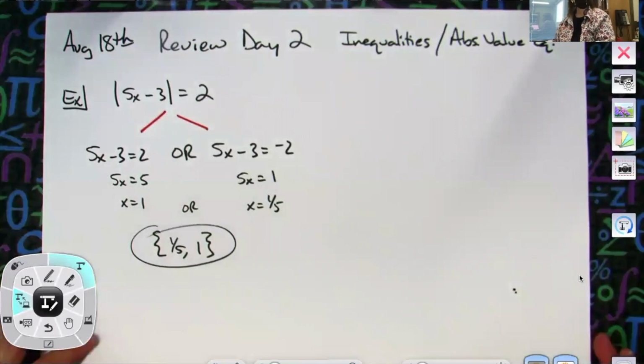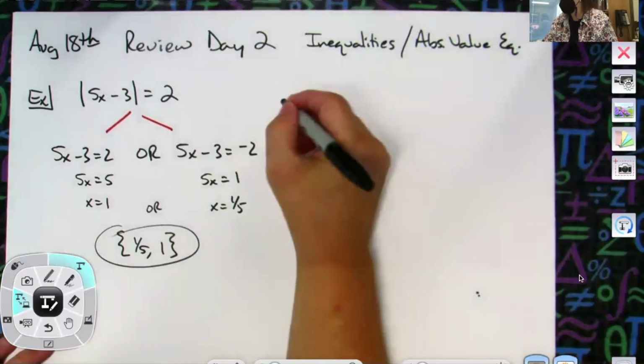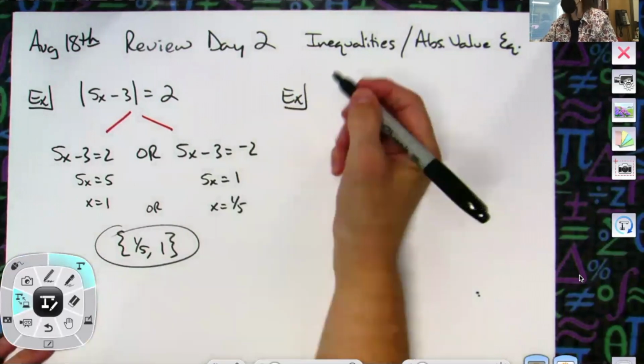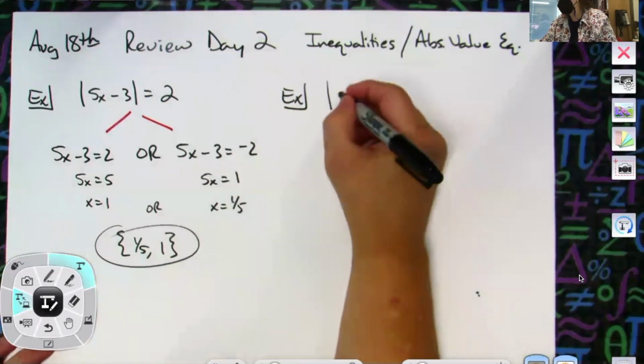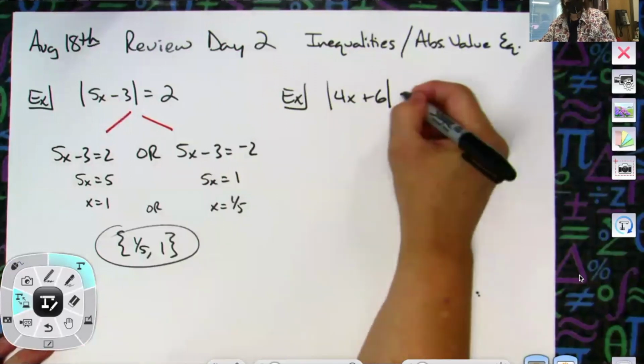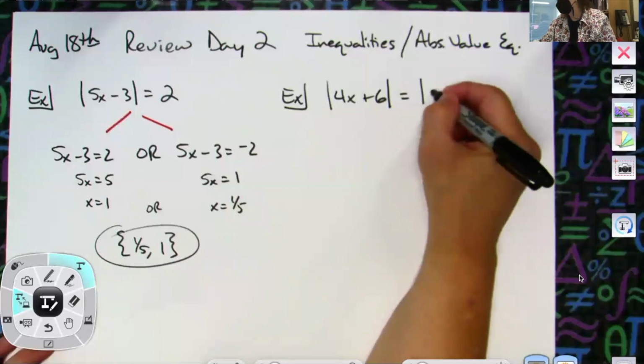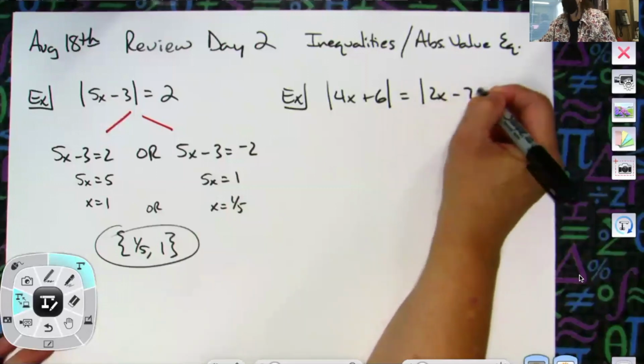Now, same concept, all right, same concept. Move this over a little bit. I don't think in pre-calc we did a lot that had absolute value on both sides. So the absolute value of 4x plus 6 equals the absolute value of 2x minus 7.